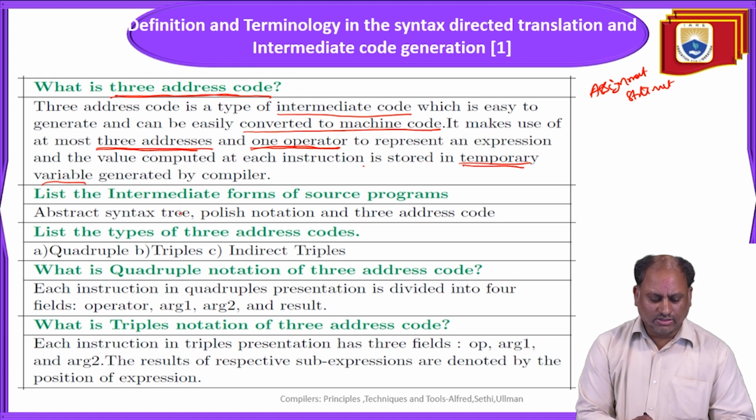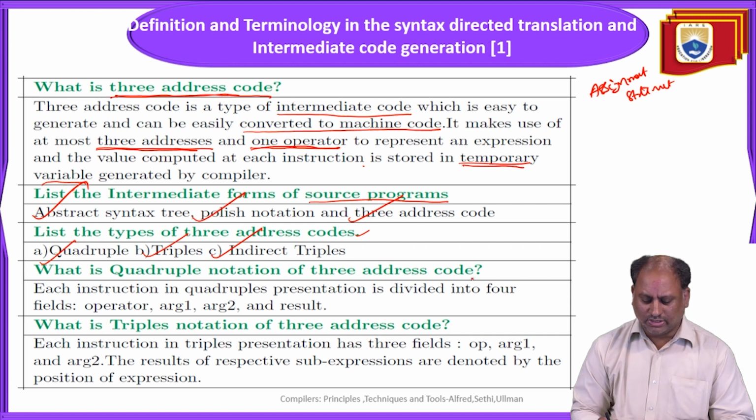And what are the different intermediate forms of the source programs? Abstract syntax tree, polish notation, 3-address code. Another one is, list the types of 3-address code. One is quadruple notation, triple notation. Another one is indirect code.